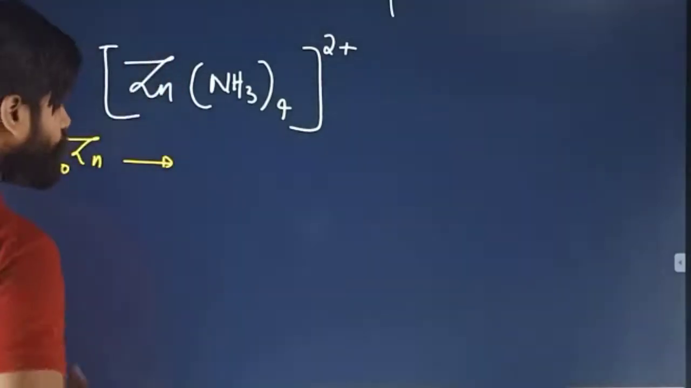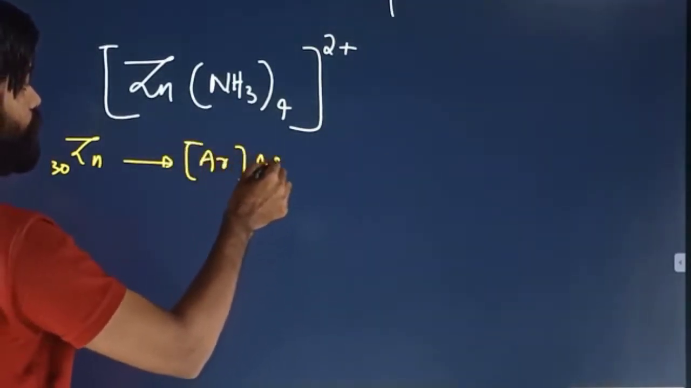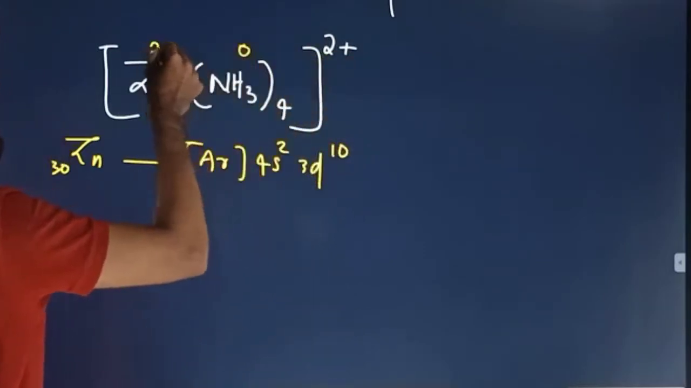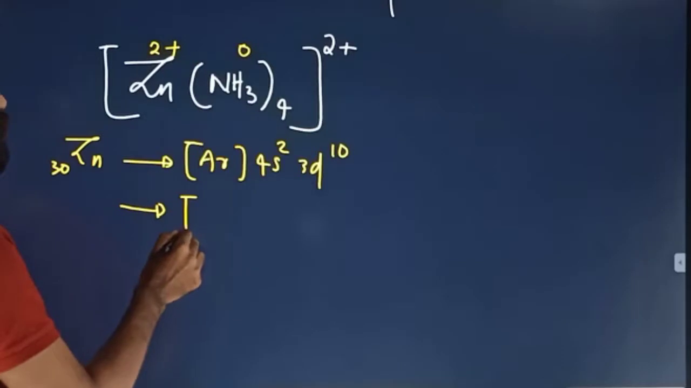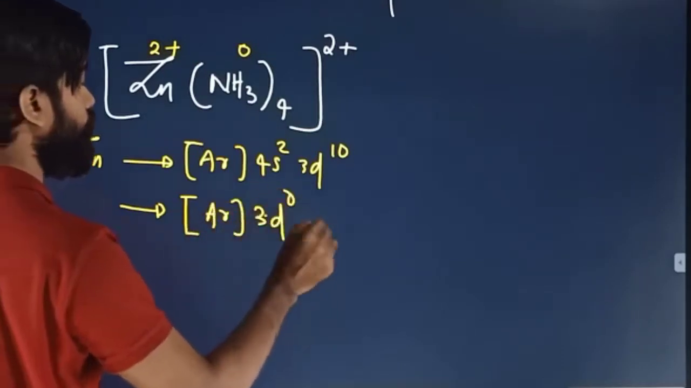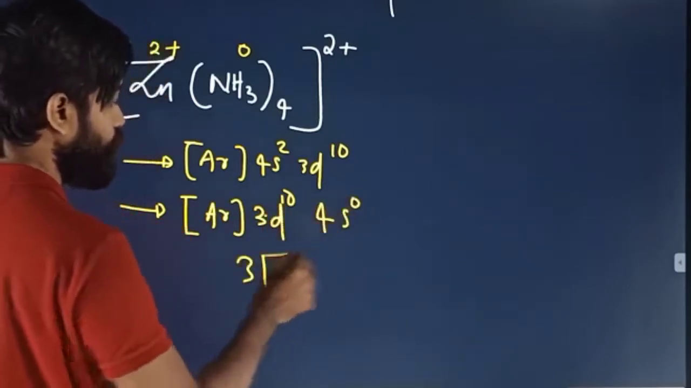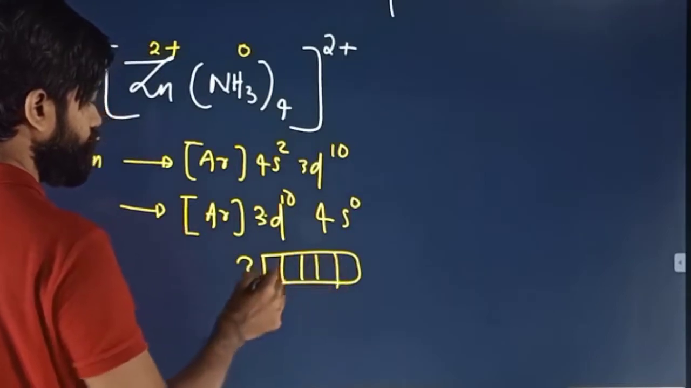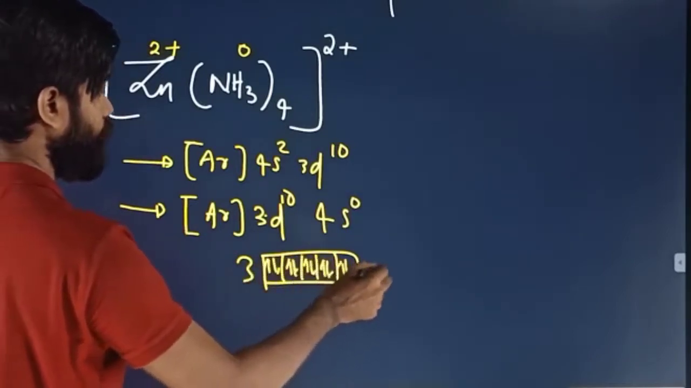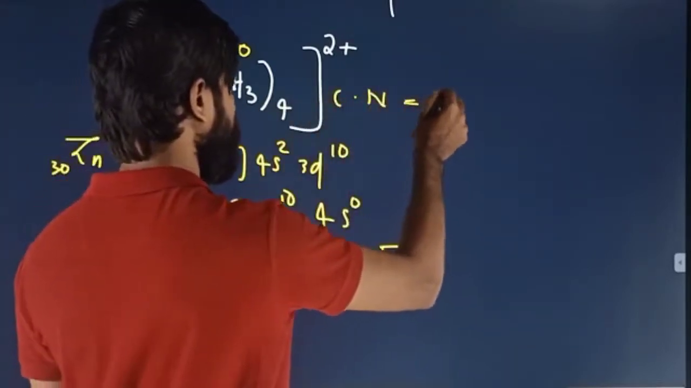Configuration: argon 4s2 3d10, and consider the charge of zinc. This is 0, so zinc is in the 2+ state. So argon 3d10 4s0. 3d10 means it's fully filled, and the coordination number is 4, right?